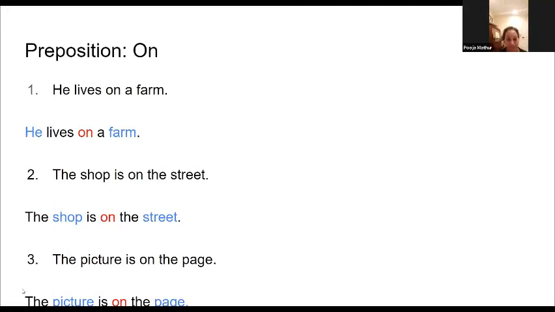बॉक्स, good, box is on the table. Yes, good. Lotion is on my arm. Lotion is on my arm. ठीक है? Okay. Let's go back to the slide, Aditya.